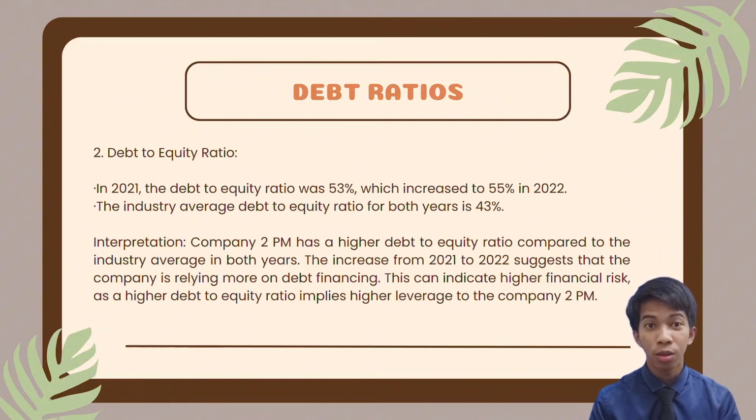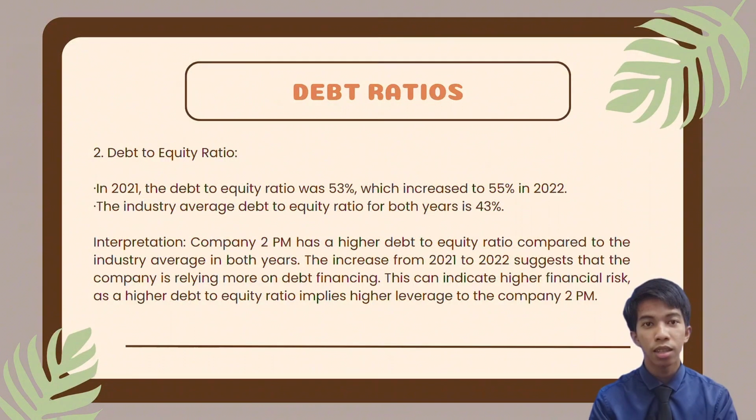For the debt to equity ratio, in 2021, the debt to equity ratio was 53%, which increased to 55% in 2022. The industry average debt to equity ratio for both years is 43%.